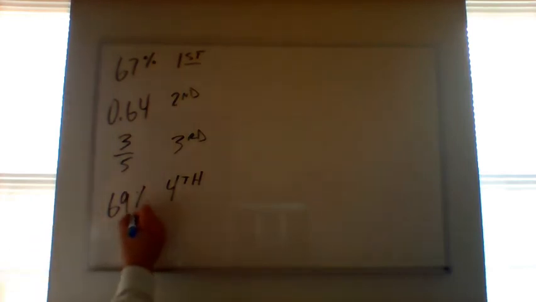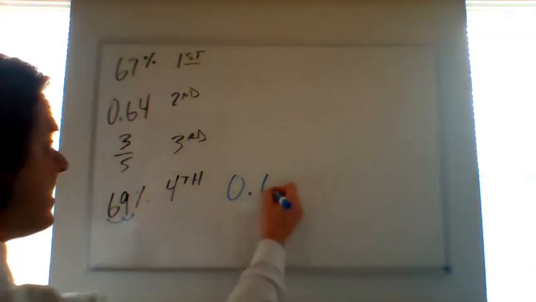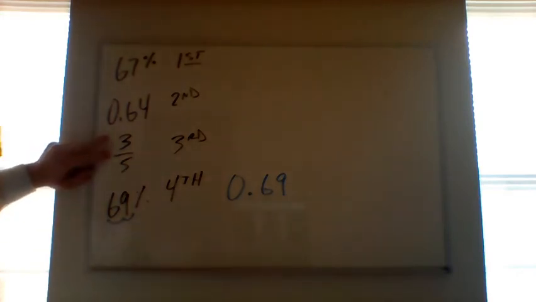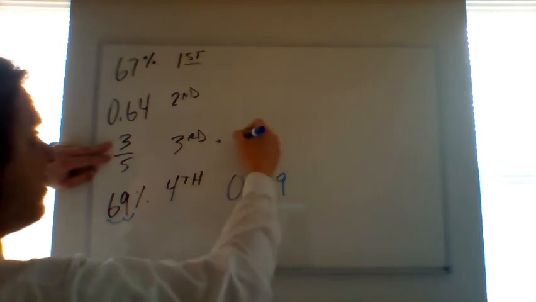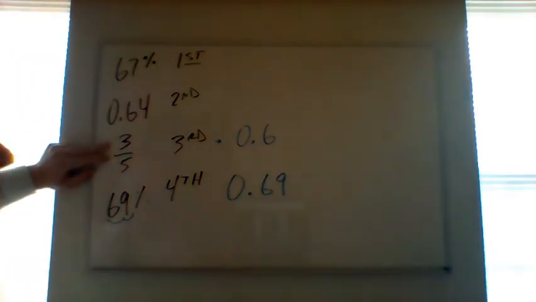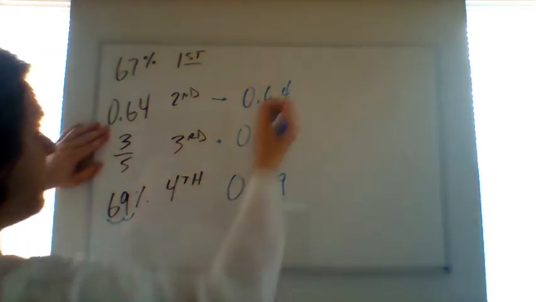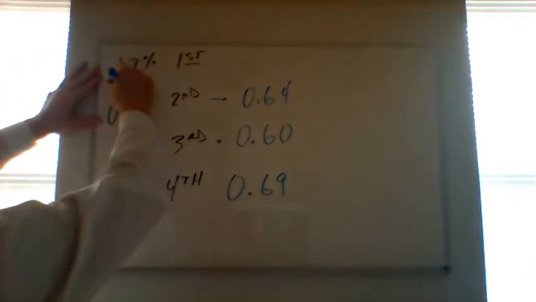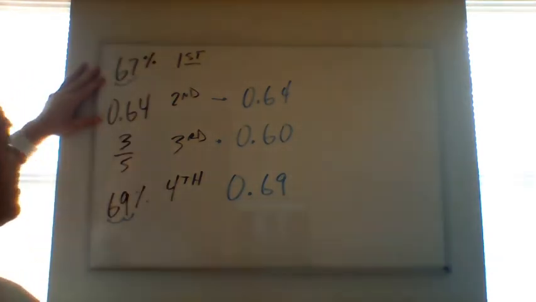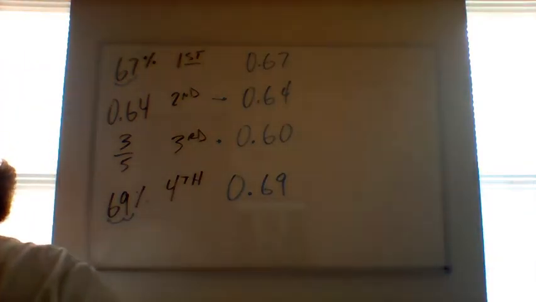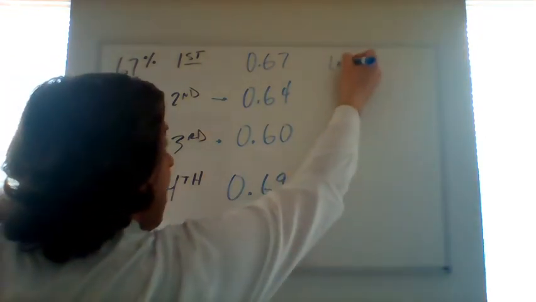So I know that 69%, I can turn this into 0.69 by moving the decimal twice. If we use our calculator and we divide 3 divided by 5, the calculator will tell you that that is 0.6. And since it only has one decimal, I'm going to put a 0 behind it. 0.64 is already a decimal. And we know that, again, if we move the decimal this way, we could turn this into 0.67. All right, so our job, once again, is to list from least to greatest.